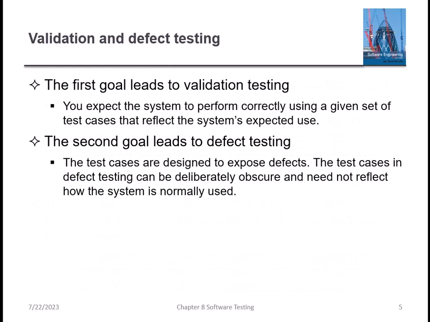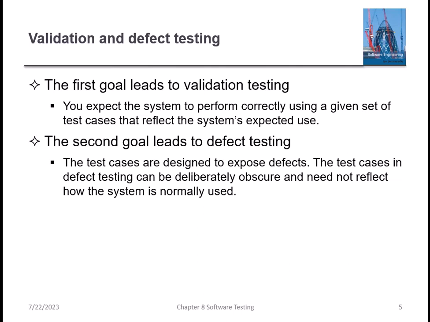Validation and defect testing. The first goal leads to validation testing, where you expect the system to perform correctly using a given set of test cases that reflect the system's expected use. The second goal leads to defect testing. The test cases are designed to expose defects. The test cases in defect testing can be deliberately obscure and need not reflect how the system is normally used.